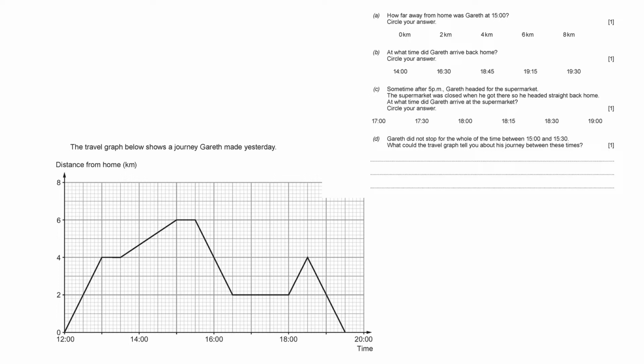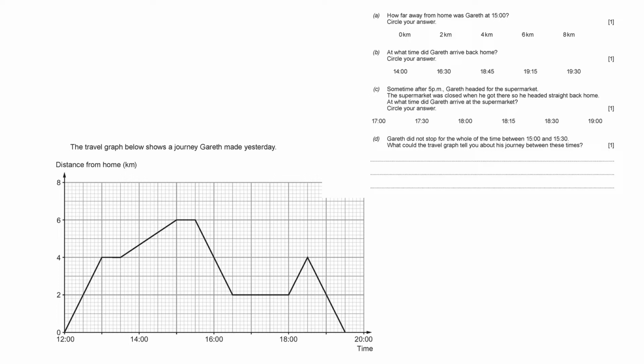The travel graph below shows a journey Gareth made yesterday. Distance from home shown on the y-axis, and then what time it was on the x-axis. So question A, if you can see it on the right hand side, how far away from home was Gareth at 3 o'clock, 1500 hours? Let's get a pen.